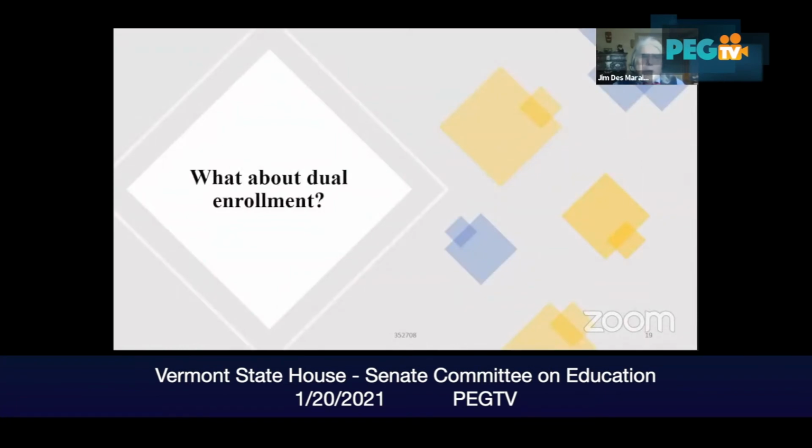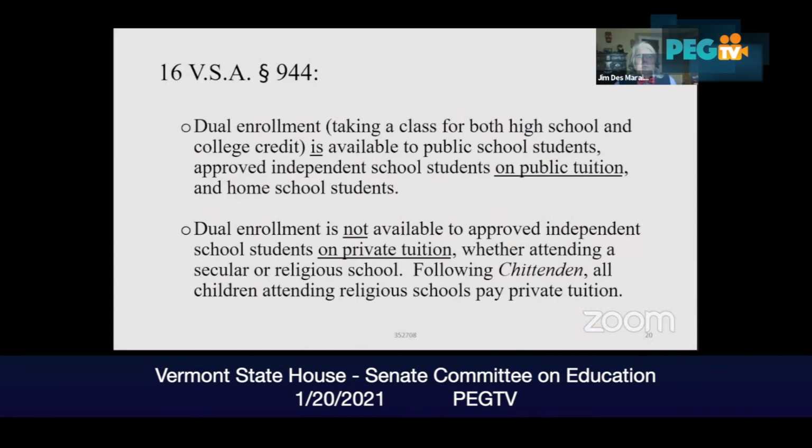So what about dual enrollment? First, what is it? Dual enrollment is taking a class for both high school and college credit at the same time. It's available to public school students, to approved independent school students who are on public tuition, and homeschool students. It is not available to approved independent school students on private tuition, whether attending a secular or religious school. Following the Chittenden decision, all children attending religious schools pay private tuition. I'll just note there, that's a fact.